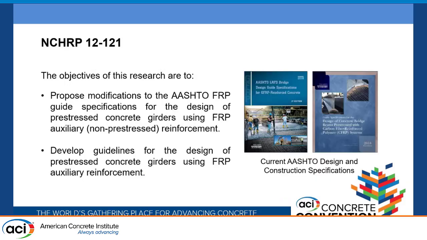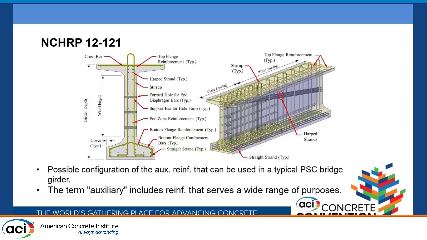And basically, the two main objectives of this project are to propose modifications to the AASHTO FRP guidance specification for the design of prestressed concrete girders using FRP auxiliary reinforcement, and also to develop guidelines for the design of this type of girders using FRP auxiliary reinforcement.